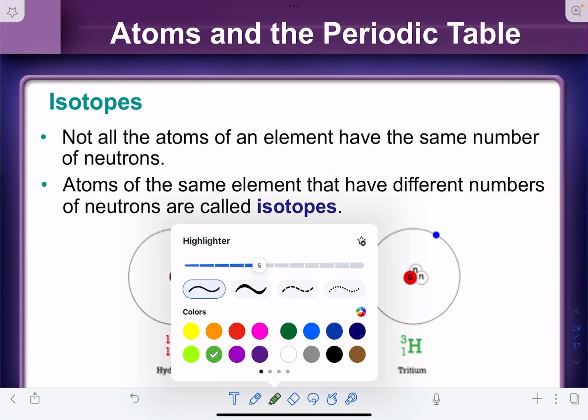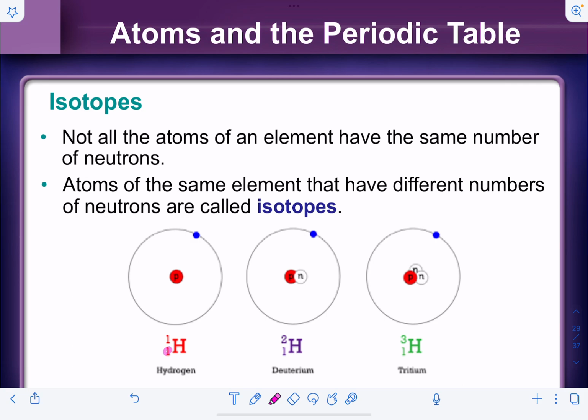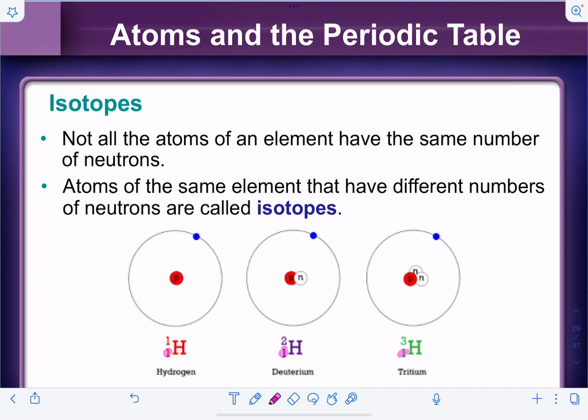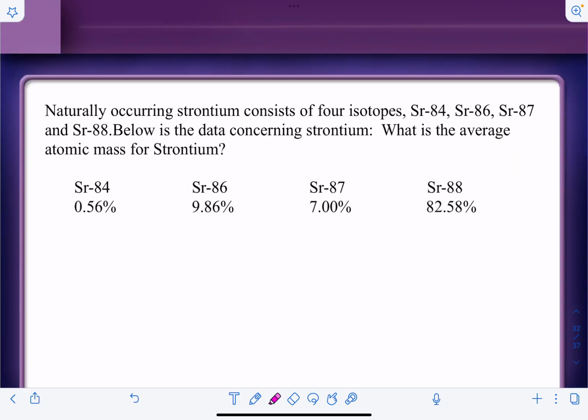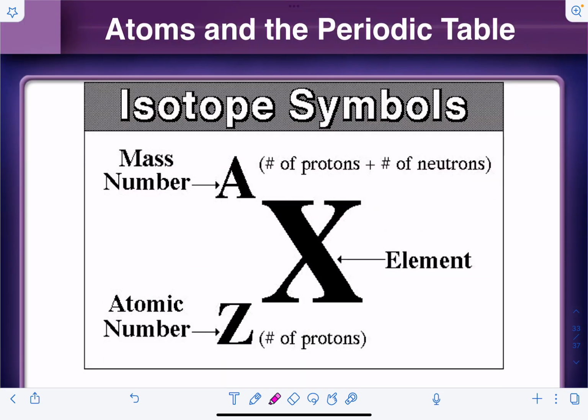Now, a lot of you struggled on the last quiz because you forgot where the atomic number is. Notice it's in the bottom left of the element symbol. So they share the same atomic number, but when you look at their mass number, they have different numbers of neutrons, okay? And that's the upper left number. So the mass number is protons plus neutrons, whereas the atomic number is only protons.